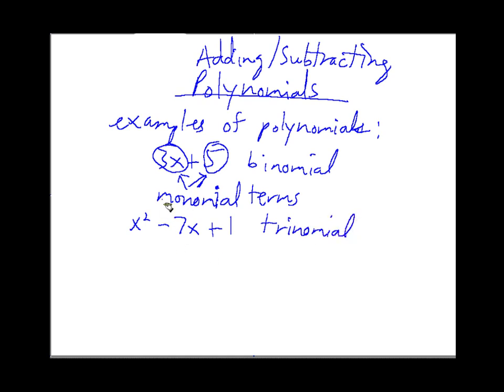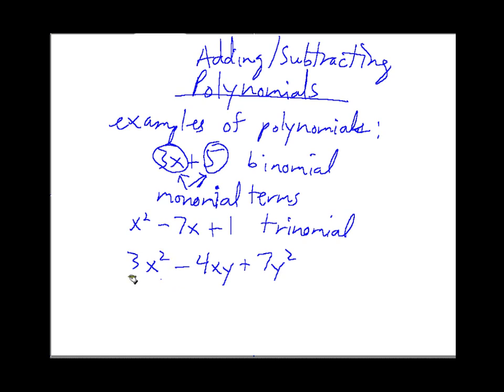Now, I've given you polynomials of only one variable, but the reality is that polynomials can have many variables in them. Here's a polynomial of two variables, for example, 3x squared minus 4xy plus 7y squared. Here's a trinomial with two variables, x and y. The key is that in order for it to be a polynomial, the individual monomial terms have to have powers that are whole numbers.